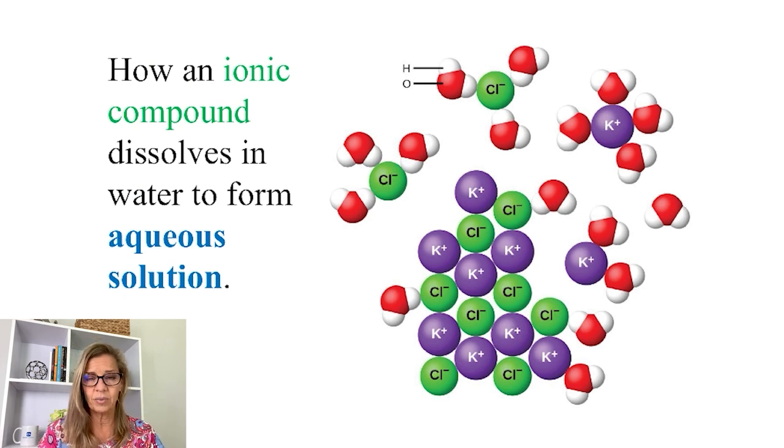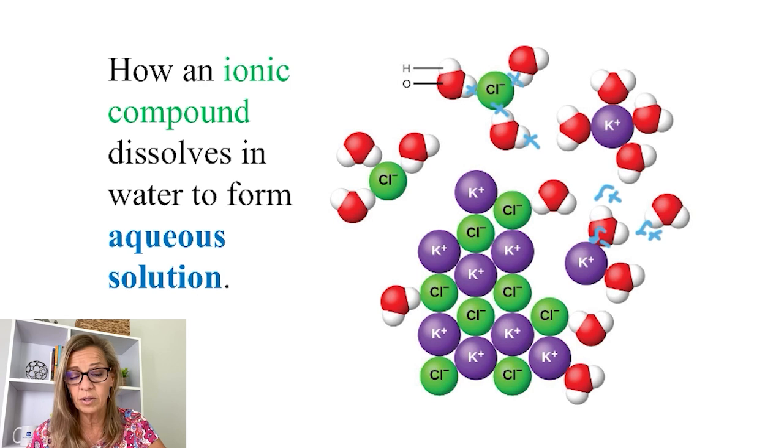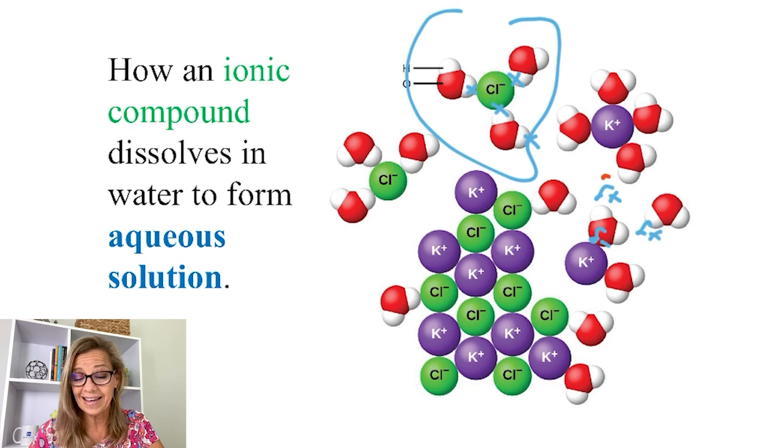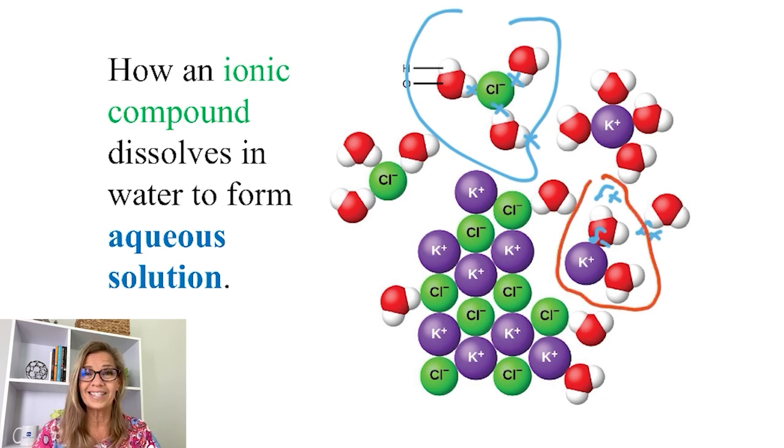Okay, let's continue on with the ionic compound. This picture is probably in your textbook. You need to be able to articulate how ionic compounds dissolve in aqueous solution. So remember, we've got a slightly negative end, the oxygen end, and a slightly positive end, the hydrogen end. The positive end of the molecule is going to be attracted to the anion, and the negative end of the molecule will be attracted to the cations, and they will surround those ions and literally pull them away from that crystal lattice of the ionic compound.